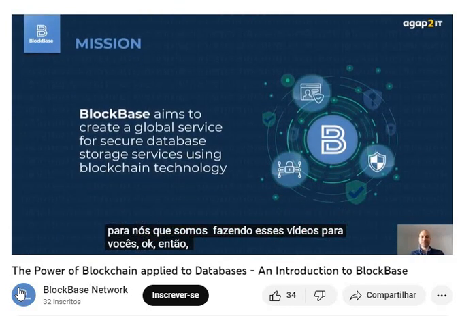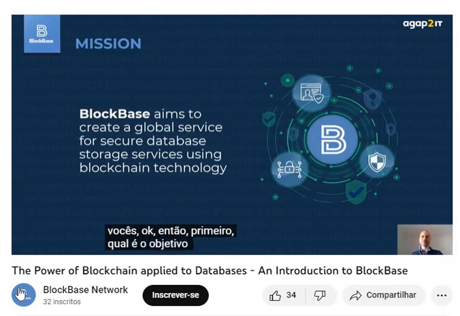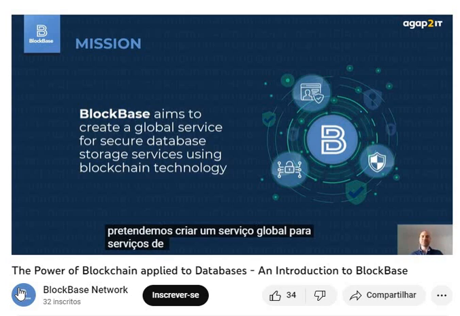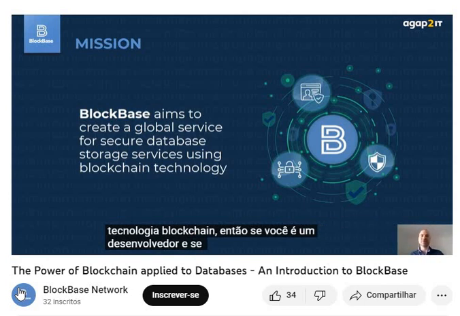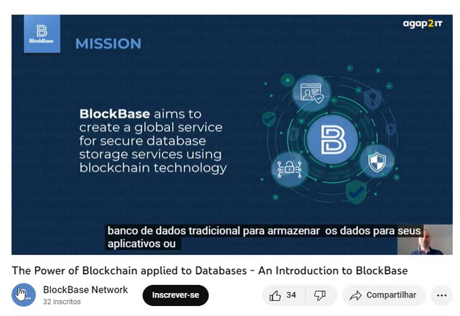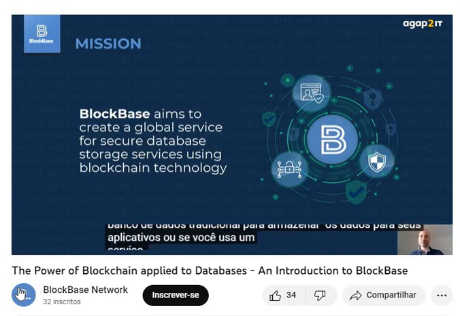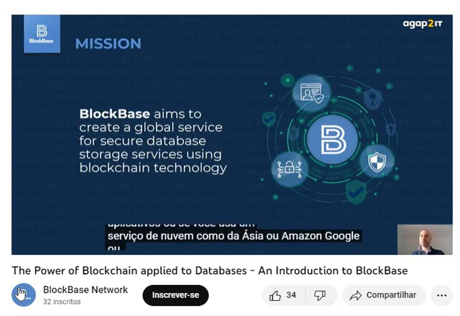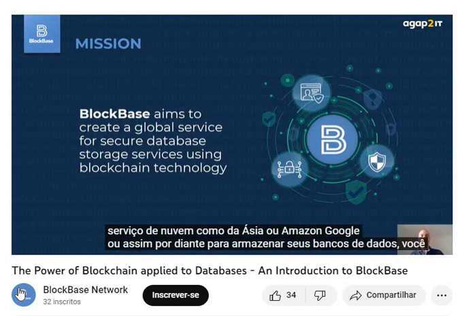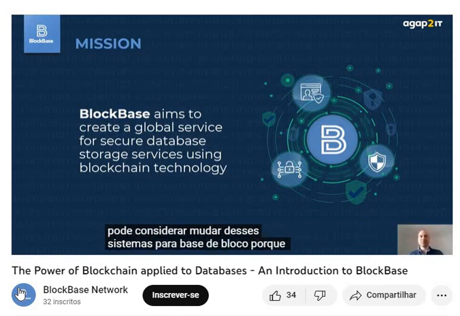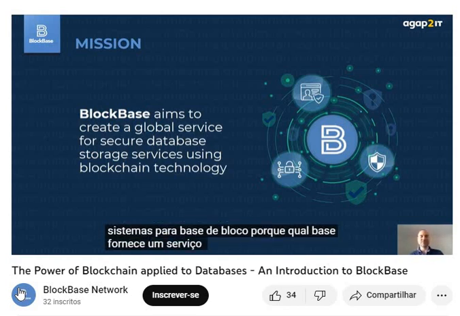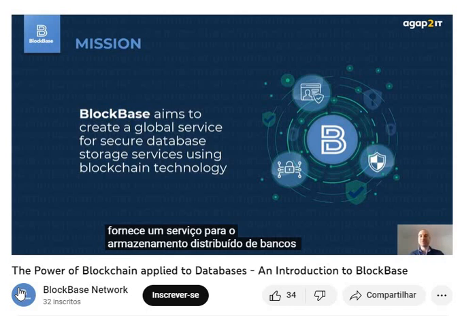Okay, so first things first, what's the goal of BlockBase? We aim to create a global service for secure database storage using blockchain technology. If you're a developer and you use a traditional database to store the data for your applications, or a cloud service from Azure, Amazon, Google or so forth, you could consider changing from those systems to BlockBase, because BlockBase provides a service for the distributed storage of databases.